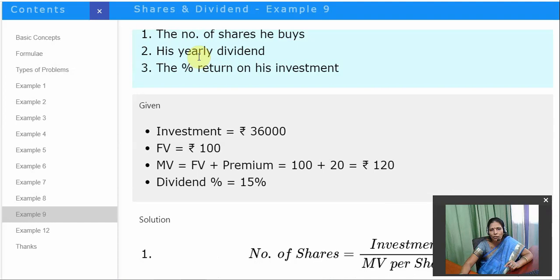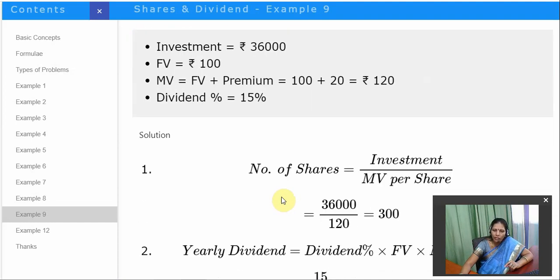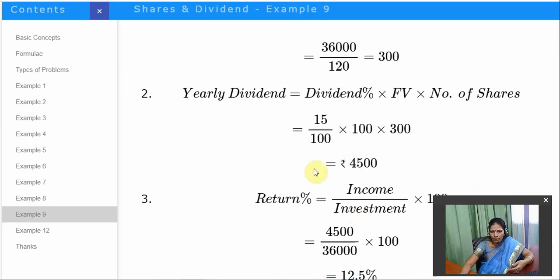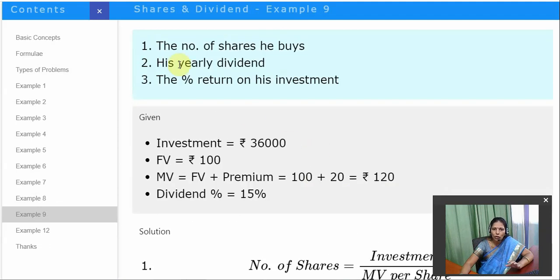Now next you need to find out the yearly dividend, annual dividend or annual income. Dividend percentage on face value into number of shares. So dividend percentage is already given there. So just substitute here, face value is given, the number of shares just now we found, calculating, and you are getting 4,500 as his yearly income. Right? Now the second subdivision is also over here.